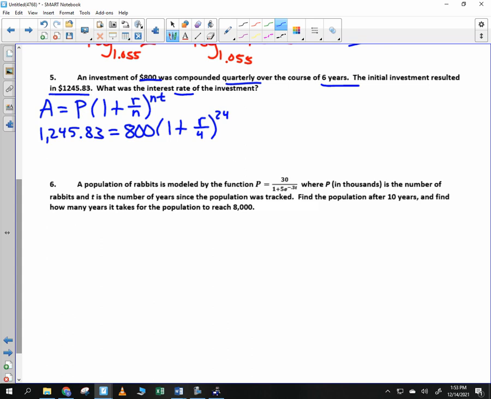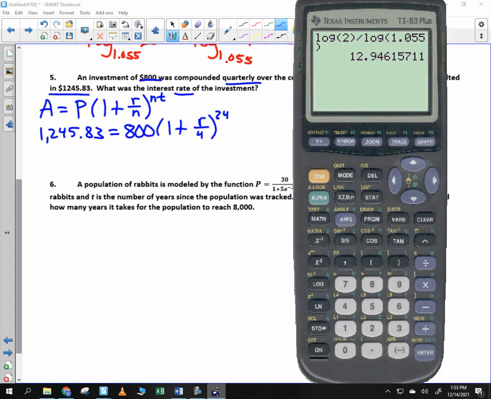We divide by 800. Yeah, you're super good. Very humble, too. You're like the most humblest person I've ever met. We're going to divide that by 800. I get 1.557.